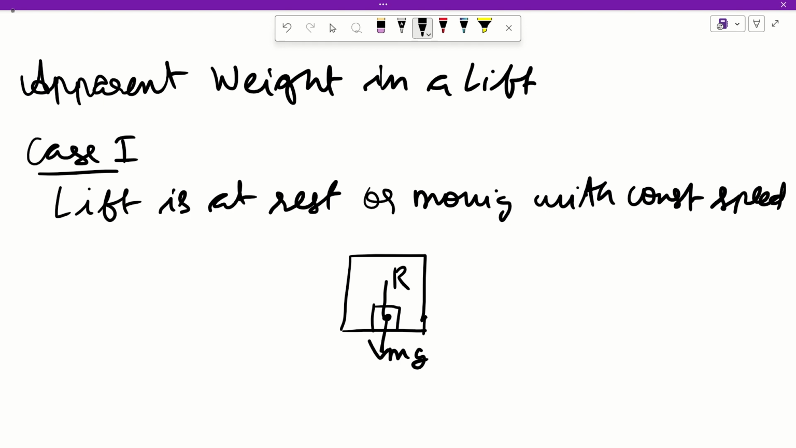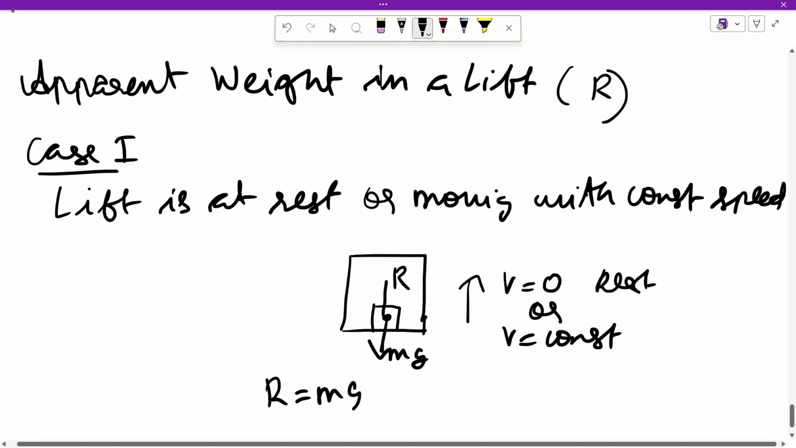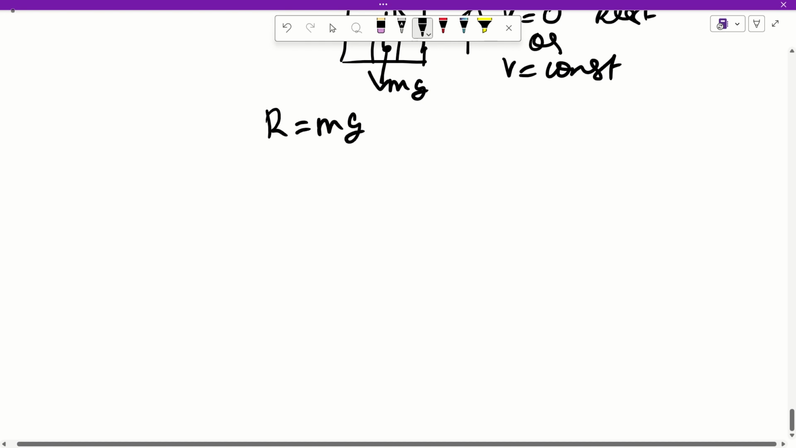The lift is at rest or moving with a constant speed or velocity, that is v equal to 0 for rest, or v equal to constant for constant speed or velocity. In this case the apparent weight is denoted as R, and R equal to mg. Why? When the lift is at rest or moving with constant speed, the weighing machine will read the actual weight, that is, the apparent weight will be equal to the actual weight. Now let us go to the second case.